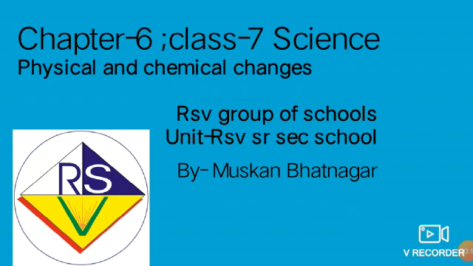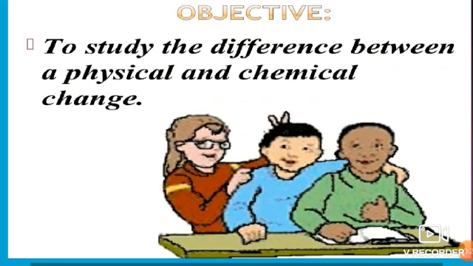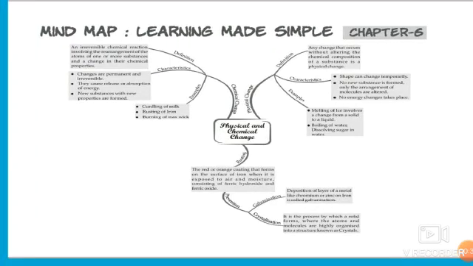I am Anju Tiwari, your science teacher, and I am with you to discuss the sixth chapter, that is, physical and chemical changes. The aim of this chapter is to study the difference between a physical and chemical change. Here on your screen, you have a mind map with definitions, characteristic features, and examples of both physical and chemical changes. In this, rusting, galvanization, and crystallization are also given with their definitions.